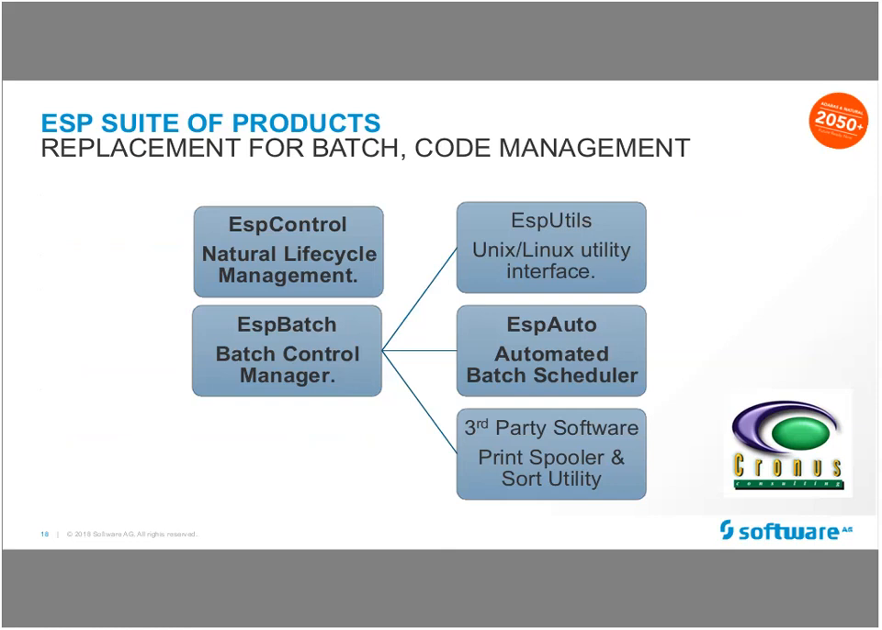Their main tool for that JCL conversion is ESP Batch. It is the Batch Control Manager. It has a Natural online user interface. It has an associated automatic batch scheduler called ESP Auto. It integrates with the ESP utilities, so it does those translations of, like we spoke, the IEBGENER, the IDCAMS, and other utilities that you typically see in the JCL world. It also integrates with third-party software, whether it be sort utilities or print spoolers, and a whole host of printing capabilities. And again, it also handles the ability to do the NAT-RJE.